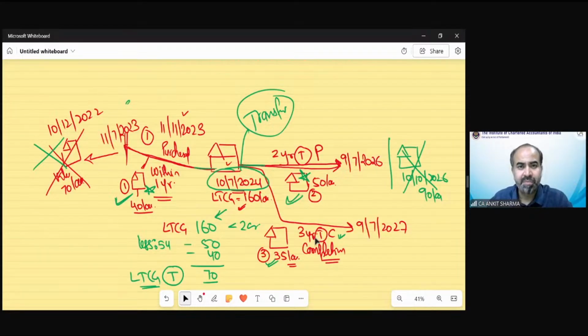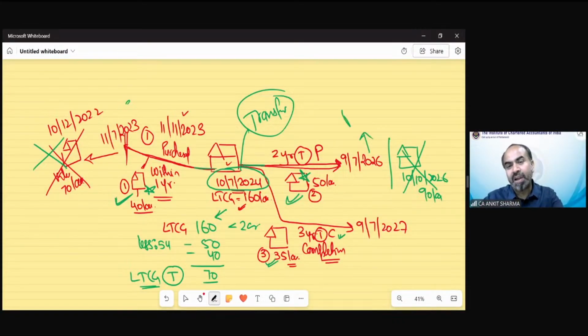Okay. In which year should we claim? We will claim in this assessment year 25-26. That is the problem. If somebody is thinking that the new house would be purchased in 9 July 2026, and we need to claim exemption in our previous year 24-25. So this is the future.